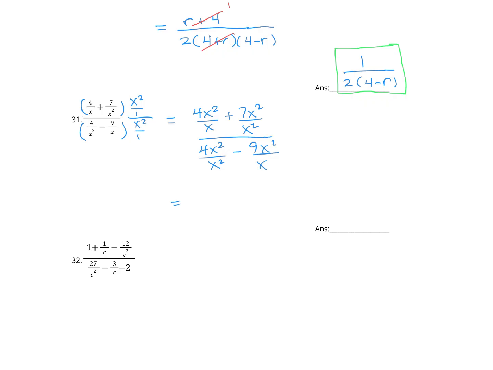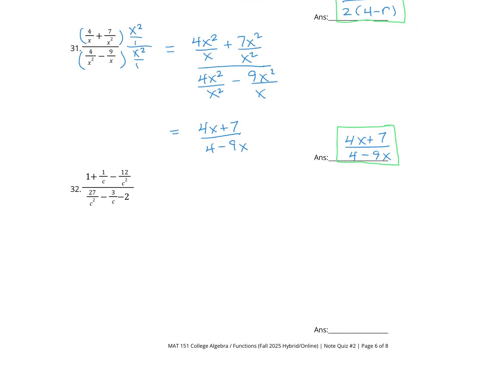And now you'll notice I can cancel out a lot of stuff. 4x squared over x is just plain 4x. 7x squared over x squared is just 7. 4x squared over x squared is just 4. And 9x squared over x just simplifies down to 9x. So my answer is 4x plus 7 over 4 minus 9x. And that is my simplified answer.